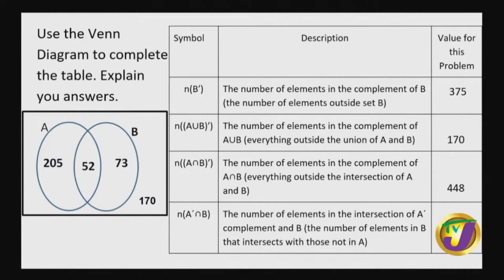Now we have the number of elements in A complement intersect B. A complement is everything outside of A, so A complement intersect B is 73. All right, good. Remember, 73. Yes, you are right.